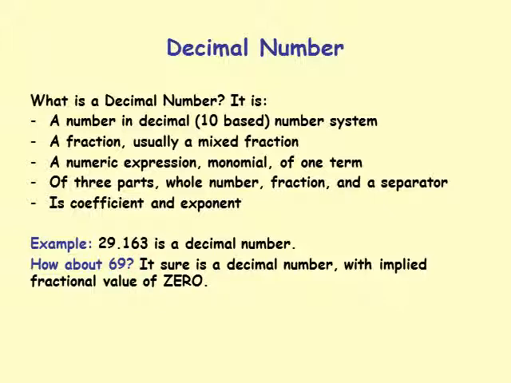Okay, let's continue. So 29.163 is a decimal number, and so is 69 with the 0 fractional value. 0 as a fractional part.